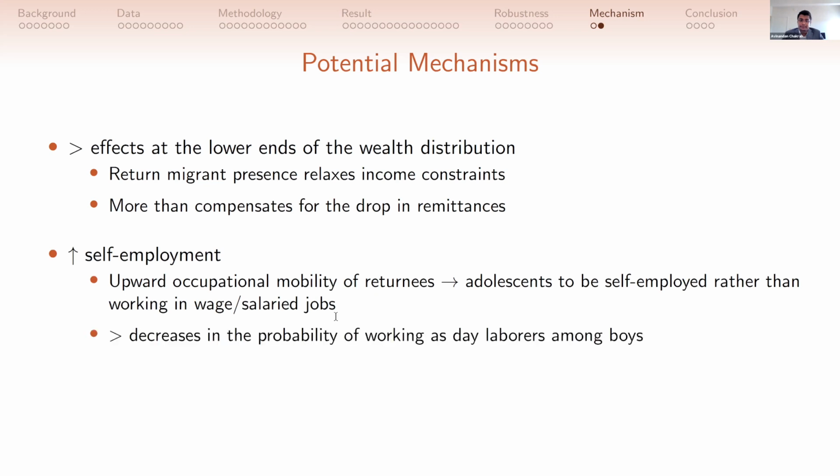And also when we looked at the detailed occupational choices, we found that there is a greater decrease in the probability of working as day laborers, which is supposed to be hazardous for children. And with regards to social norms, there is evidence in the literature that when the return migrants return back home, there is an increase or decrease in fertility rates.